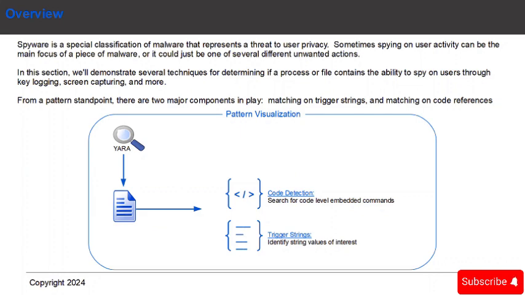In this section, we're going to focus on several different techniques that can help you determine if a process or a file contains the ability to spy on users. We're going to look at things like key logging, screen capture, audio sniffing, and more. From a pattern standpoint, we're really going to focus on trigger strings and code detection. You'll see in the examples that they really try to leverage some of the existing functionality on the operating system. Again, that living off the land concept, understanding that you may not want to deploy software that is overtly malicious. However, if you can build it from the ground up using components already on the system, that may work to your advantage. So we'll look for code detection and trigger strings.